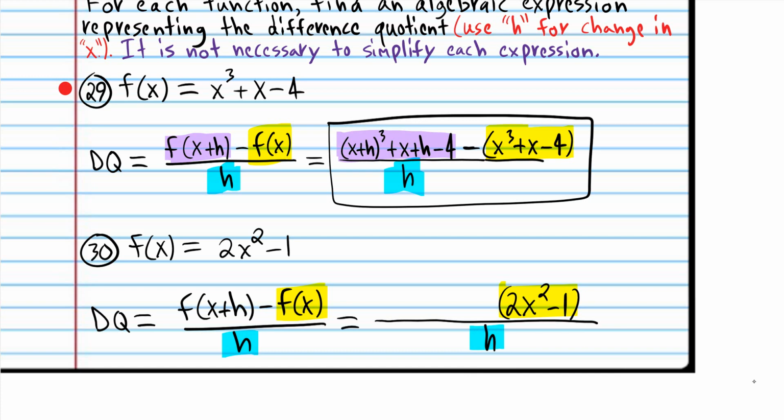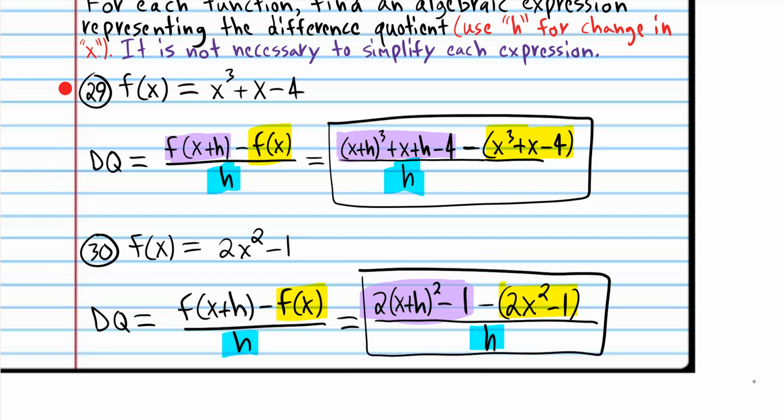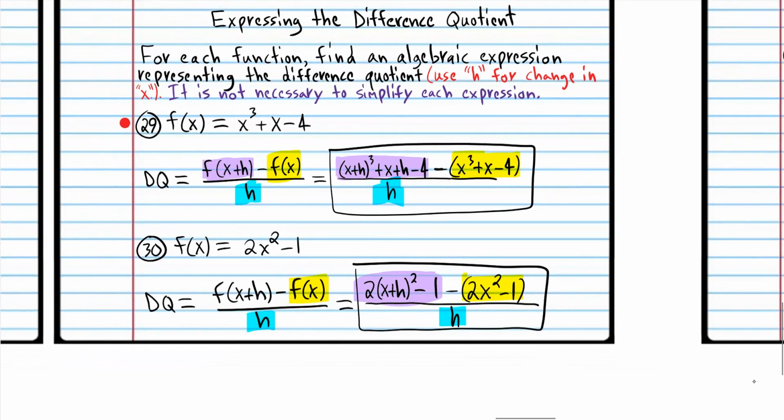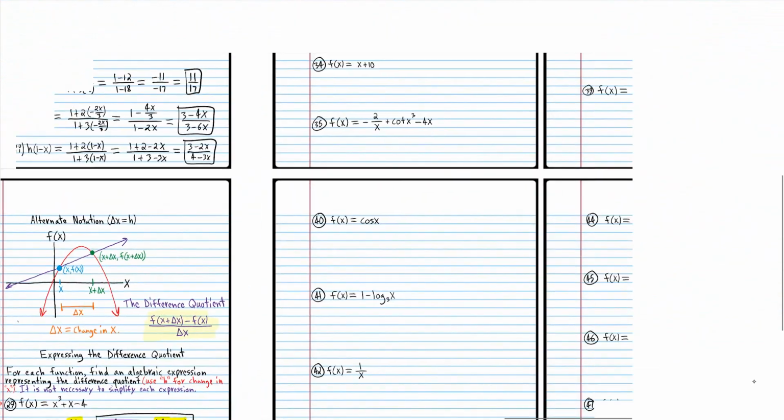The hard part is when students have to find f of x plus h. But it's not really difficult if you know the language, the notation, what it's asking you. It's just asking you to write the exact same thing that we had for the yellow expression, except instead of x, we write x plus h. And again, we could simplify that expression, but we don't need to. Okay, so let's try another one.